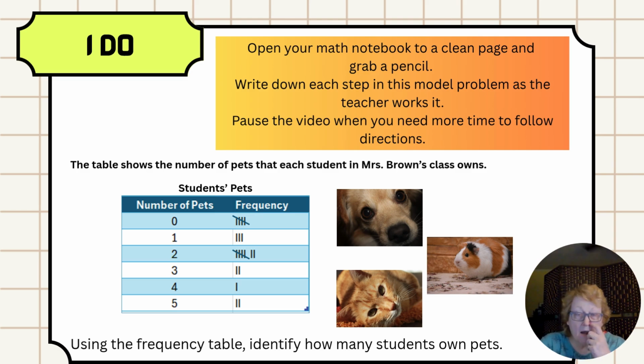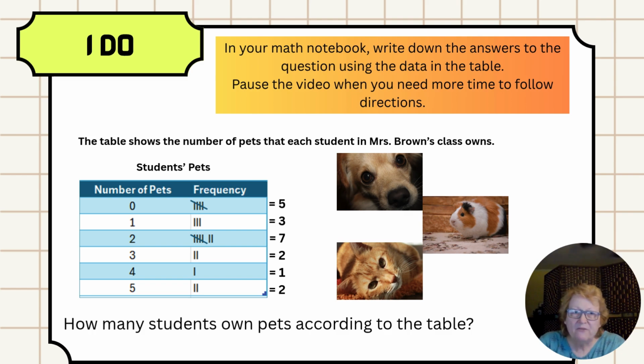The first column says number of pets, and the second column is entitled frequency. So, in other words, students were asked, how many pets do you have? And there were students that did not have any pets, and that is what is represented by the 0. And then they counted up how many students did not have 0 pets. So the first thing we're going to do is interpret the frequency data that is presented to us in this chart.